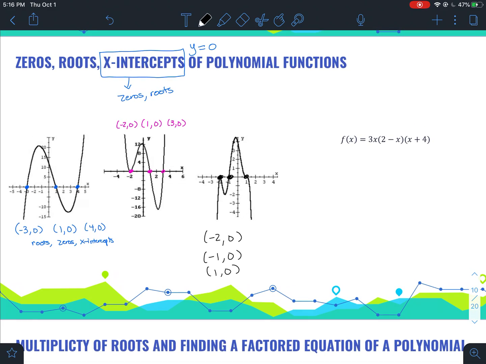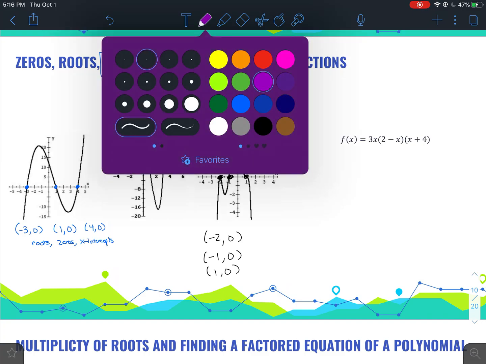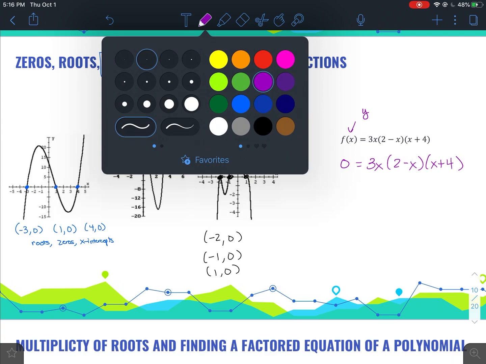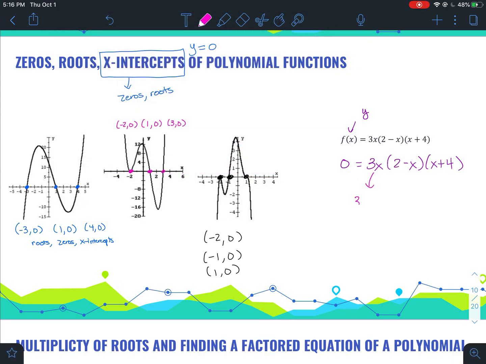How do you find them if they give you the equation? Well, remember what we just said. You set the y equal to 0, and remember f of x is just another way of saying y. So 0 equals 3x times (2 minus x) times (x plus 4). Well, since I have a product, I can use the zero product property, where I just set each piece equal to 0. So either 3x is 0, 2 minus x is 0, or x plus 4 is 0.